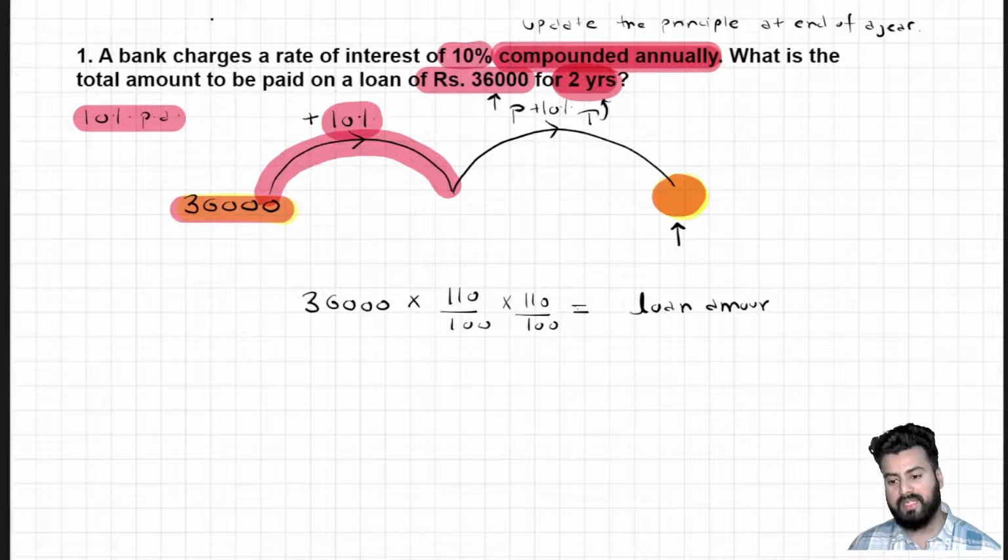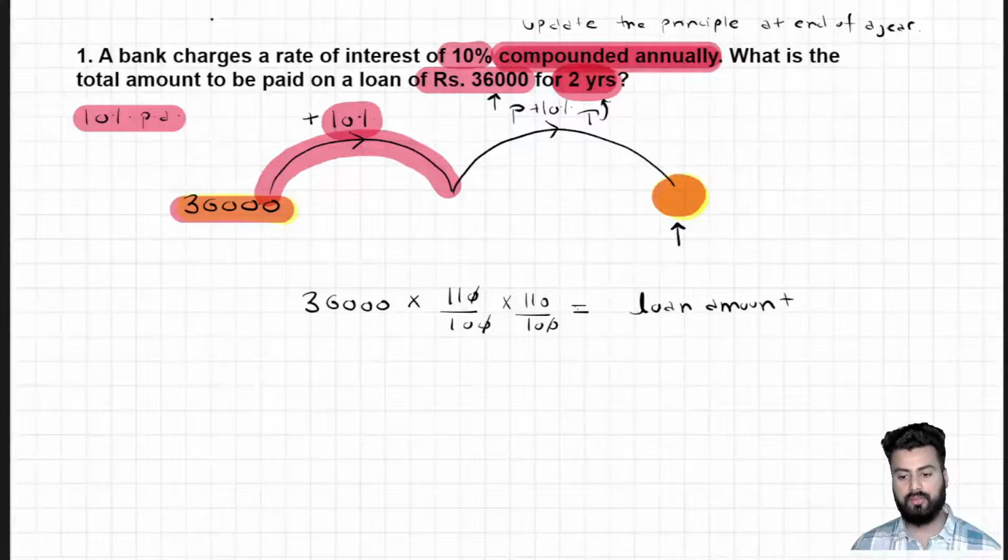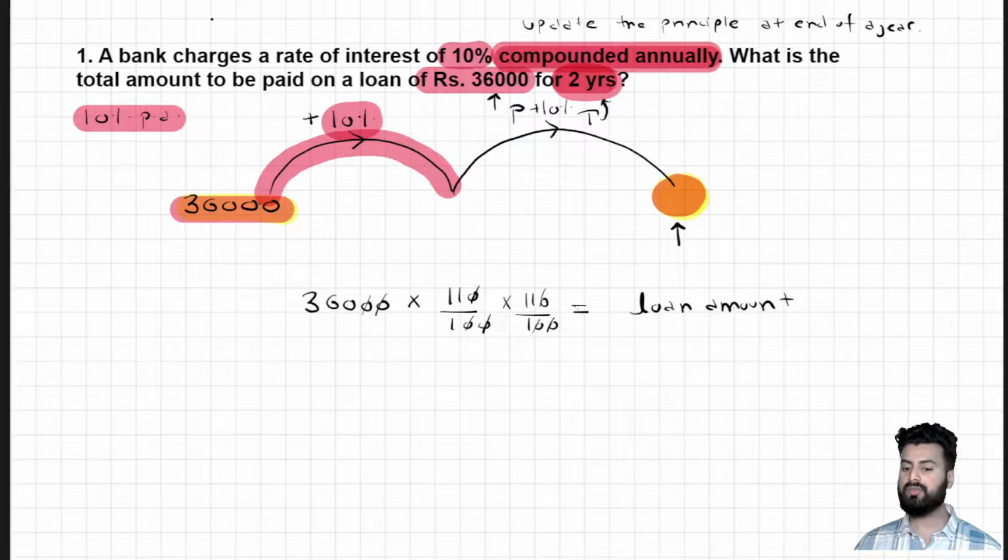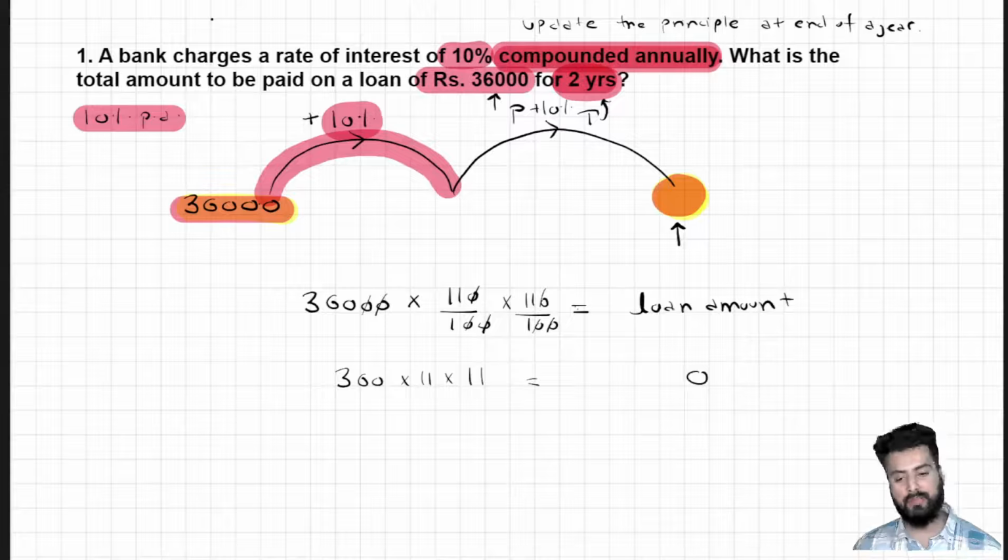Okay, let's do the calculation. It's very easy. This 0 will cancel this 0. This 0 will cancel this 0. These two zeros can be cancelled with these two zeros. So now all I need to do is multiply these three numbers, 360 into 11 into 11. Let me keep aside 0 because I know that 0 will be the last digit of the answer. Now I'll just focus on multiplying.